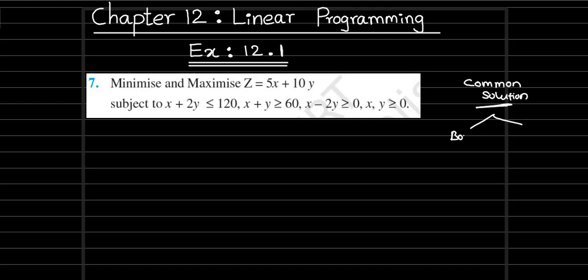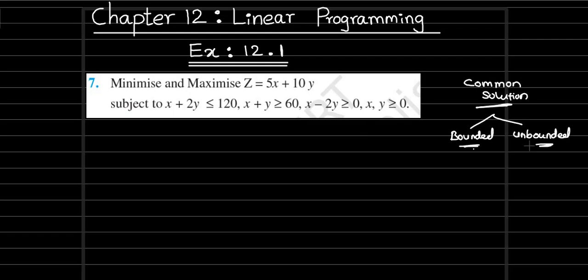One will be bounded. If the common solution is a closed figure, like a polygon, then it is bounded. In case it is an open figure, then we call it unbounded. If it is bounded, we need to identify the corner points and substitute them in the given z. Then in the results we get, we have to find the minimum value and maximum value.